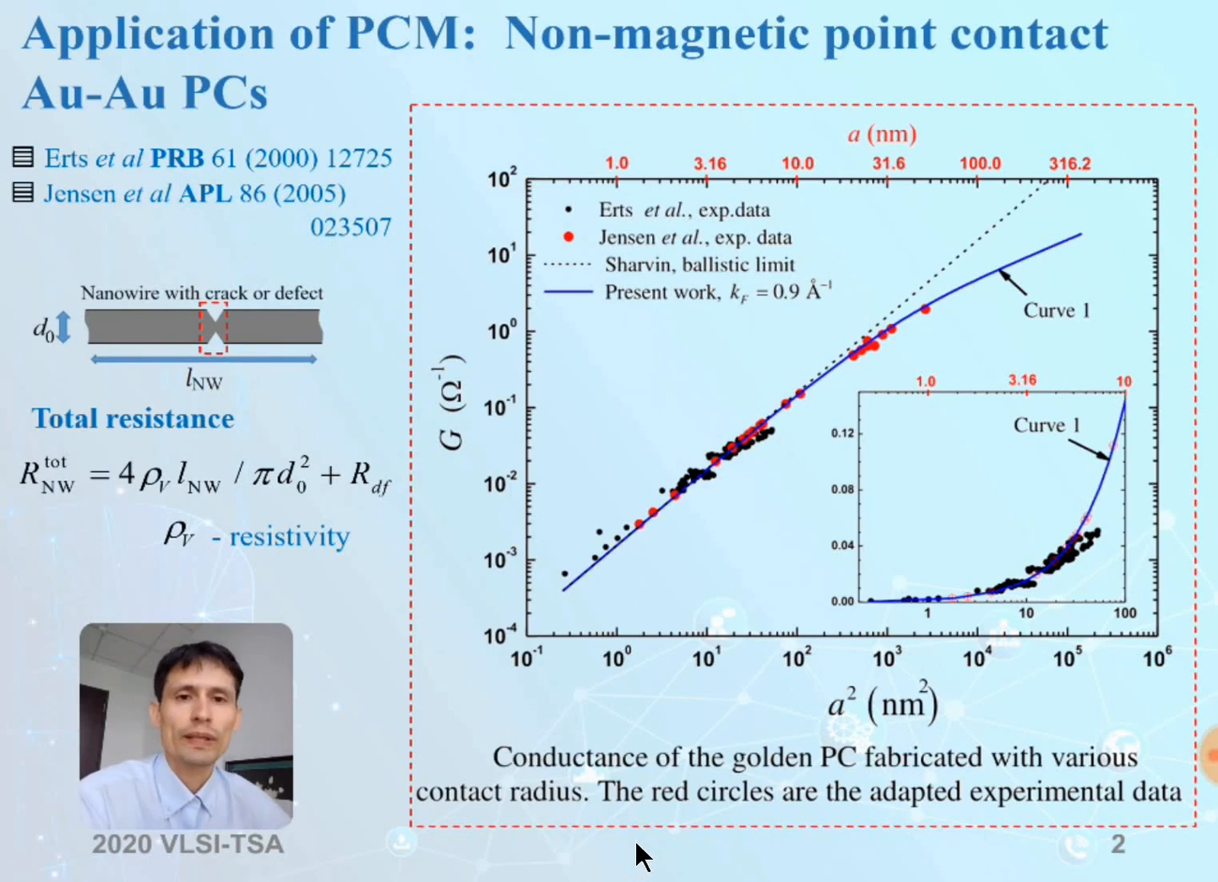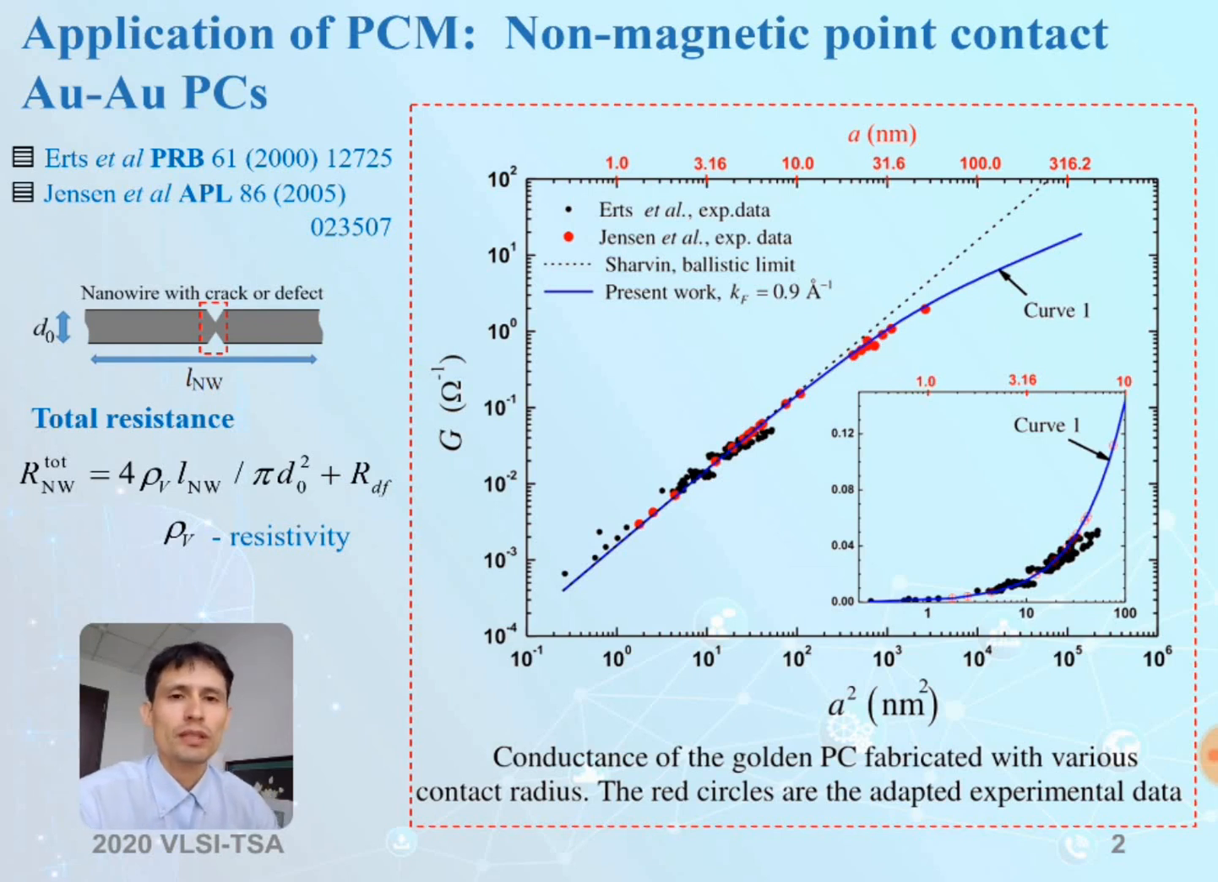To prove the model, we made a fitting for the experimental data of the golden point-like nanocontacts. The blue curve is derived from the equation for the symmetric non-magnetic case. This model describes diffusive, quasi-ballistic, and ballistic regimes of the conductance. The quasi-ballistic regime is somewhere here, since the mean free path of gold is around 38 nanometers.